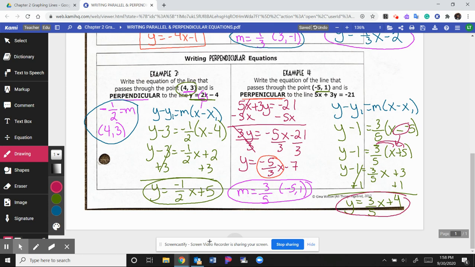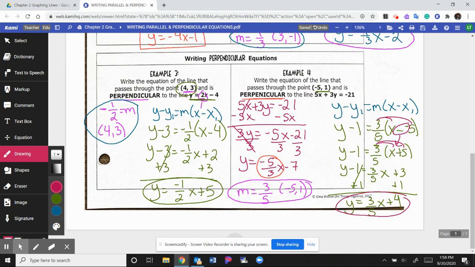Okay, if you try and distribute up here before you clean this up or try and do it all in one step, it gets very messy and it doesn't always work out. So go through and clean it up first, then distribute your 3/5 in. Bring your 1 over, and you should get y equals 3/5 x plus 4.